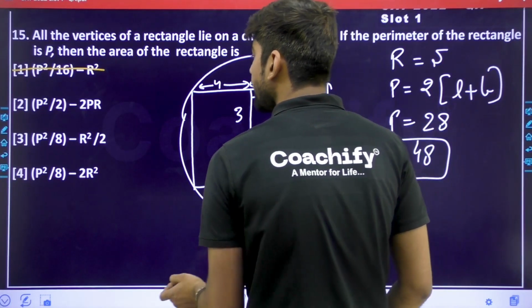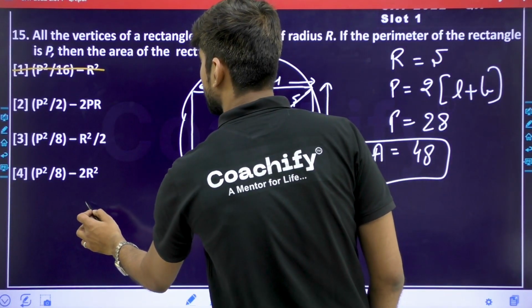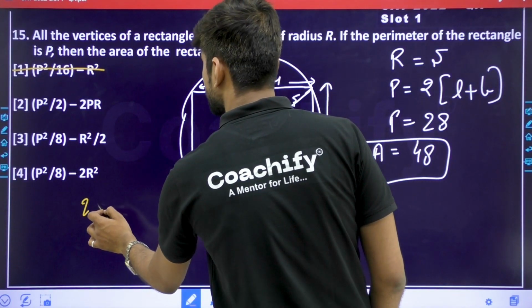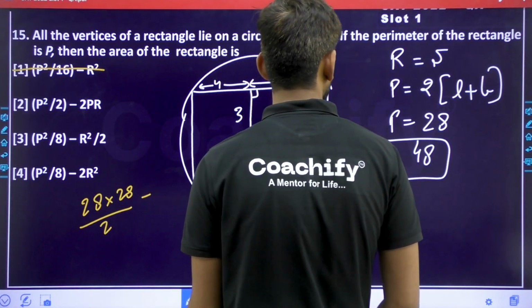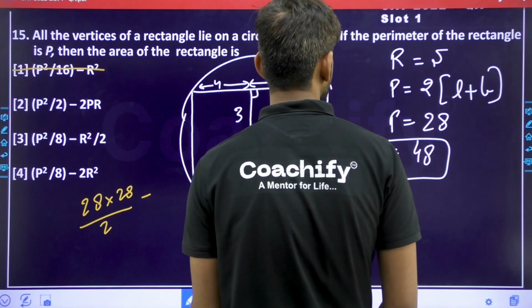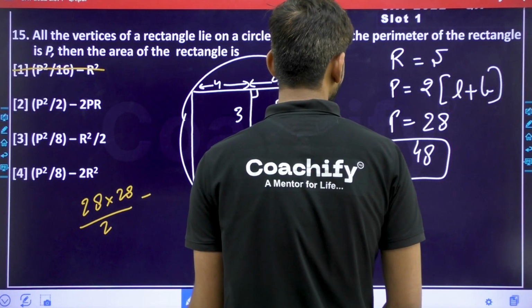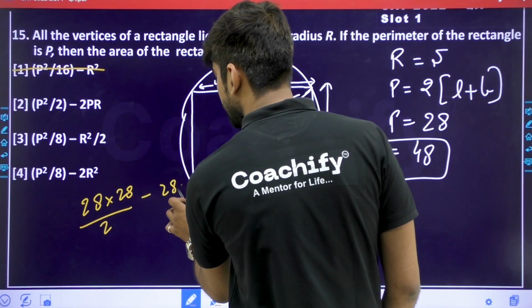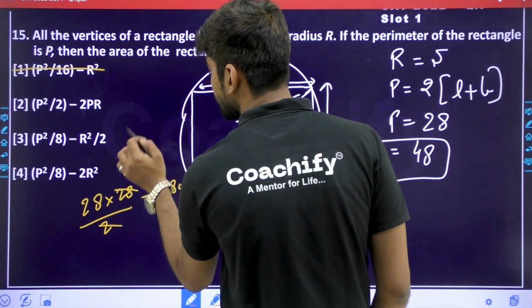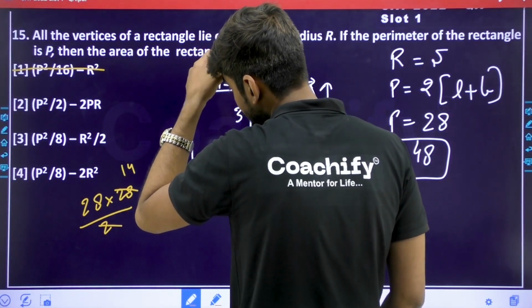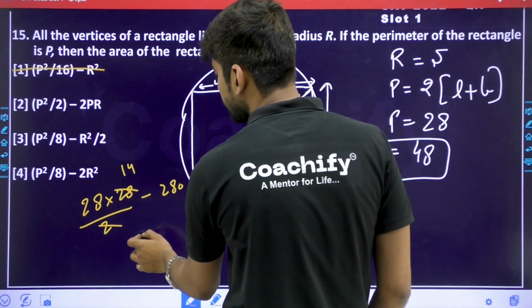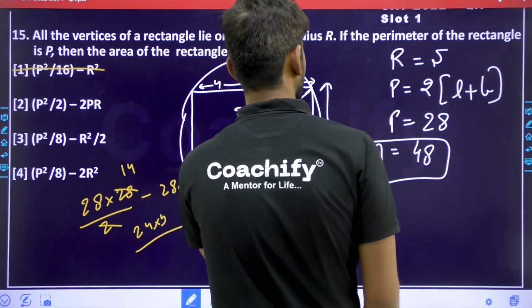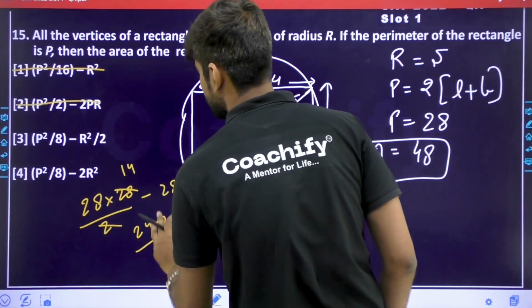P square by 2 again. So this is 28 into 28 upon 2 minus 2 into P into R. That means 2 into P into R, 28 into 10, which is 280, and this is giving me 14 into 28. So if I take 28 common, 14 minus 10 becomes 4. 28 into 4 is not 48. This option also gets ruled out.